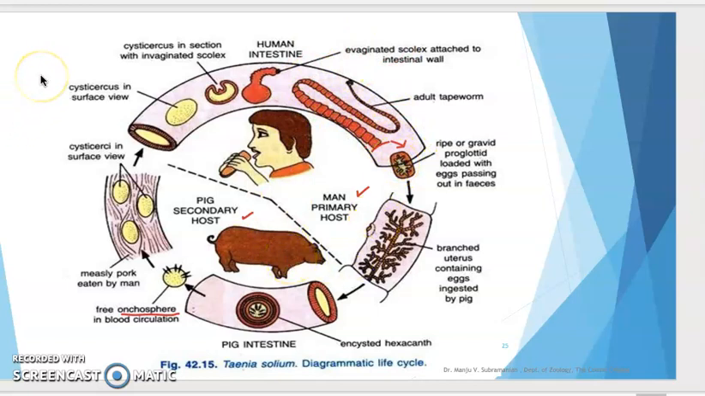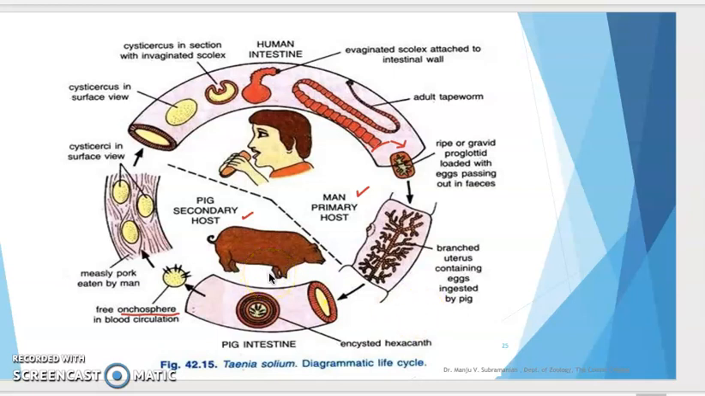Then what happens after that? This embryonic egg has a highly resistant covering, as you can see here, and with the help of this covering they remain alive for a long period. They are able to undergo further development only if they enter a pig; otherwise they disintegrate in the soil, or they stay alive inside the oncosphere till it gets into the body of a pig.